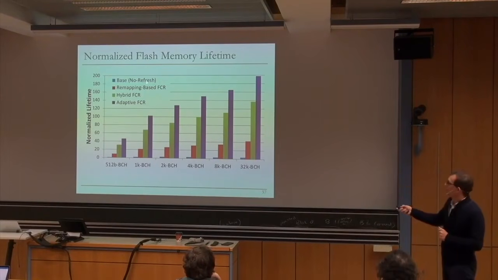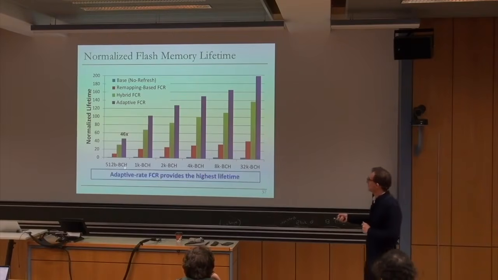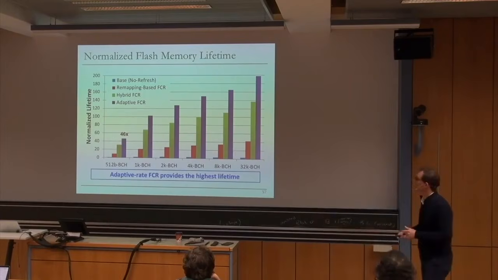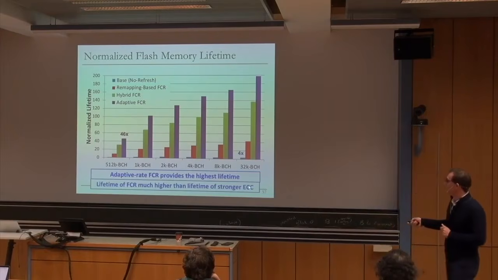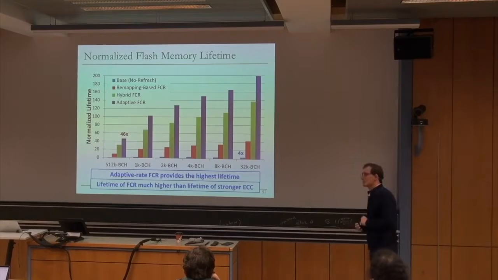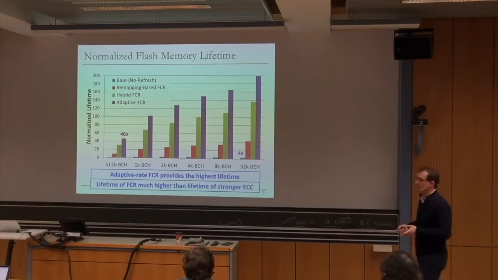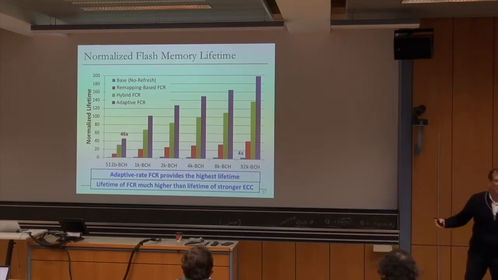So as you see, base no refresh, if you go from 512 byte codes to 32K byte codes, yes, you gain some lifetime, about 4x, but it's not a lot. If you do adaptive rate refresh, you actually increase the lifetime by about 46x, which is a lot, which is good. And lifetime of FCR is much higher than lifetime of stronger ECC. So if you strengthen your ECC, that's not a good way of dealing with retention time errors, because retention time errors actually increase exponentially with lifetime. That's the problem that you're facing. And you need to really increase your error correcting capability exponentially, and that's not sustainable.